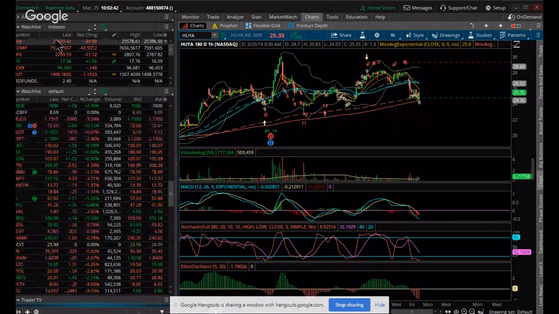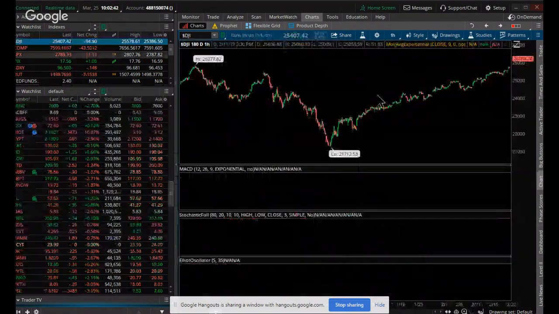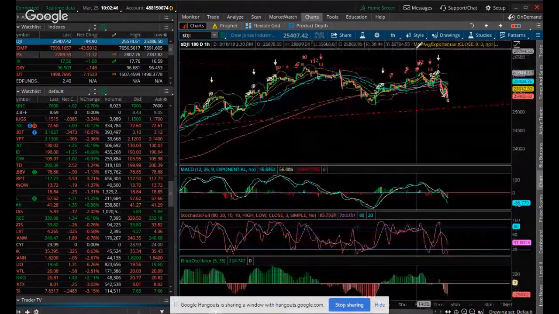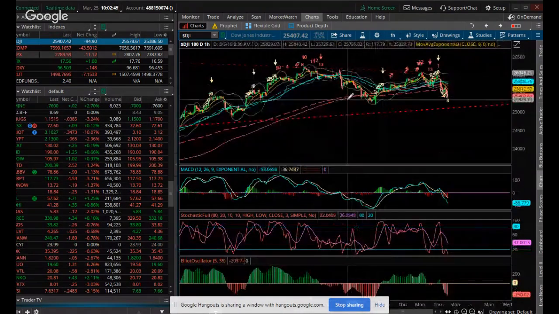So the market started down 100 almost. It's hitting our hourly.